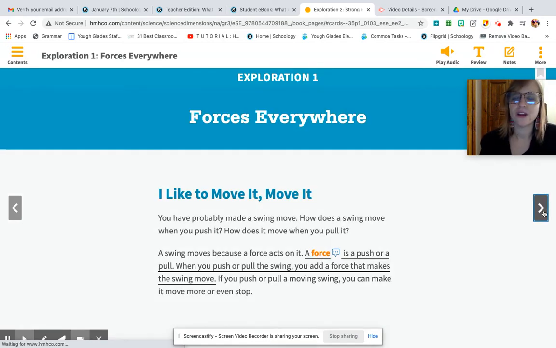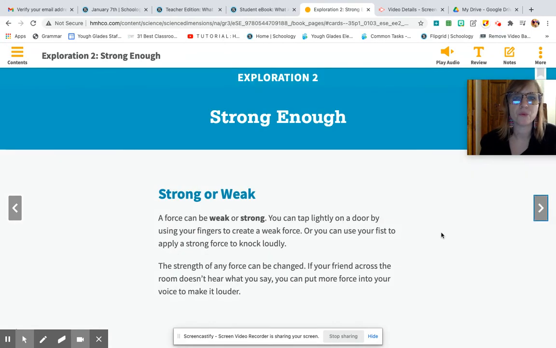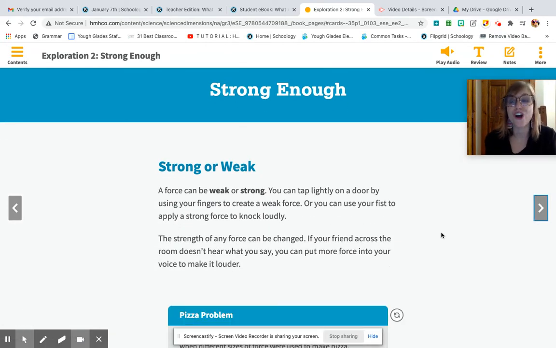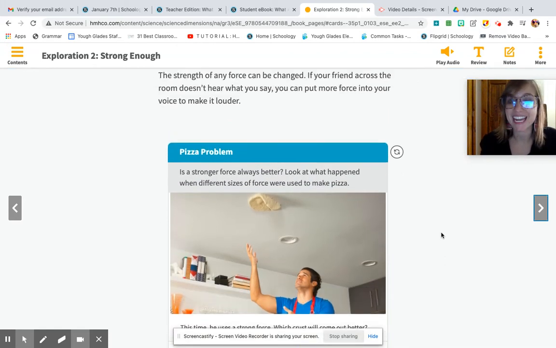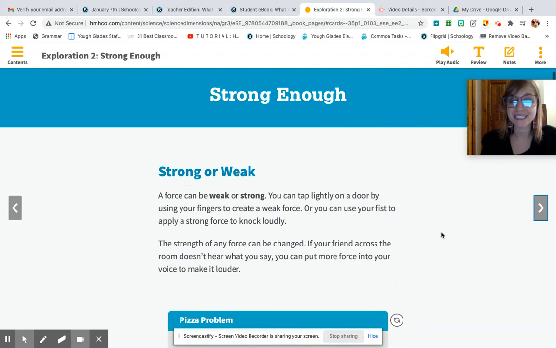So on page 74, we are going to explore Strong Enough. Remember, you need your science book, and if you haven't gotten it, you need to go grab that now, because for your assignment today, you are going to have to read me out loud your responses. We are going to complete 74 and 75 today.